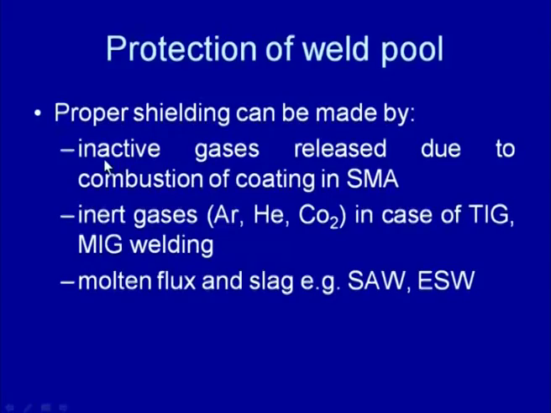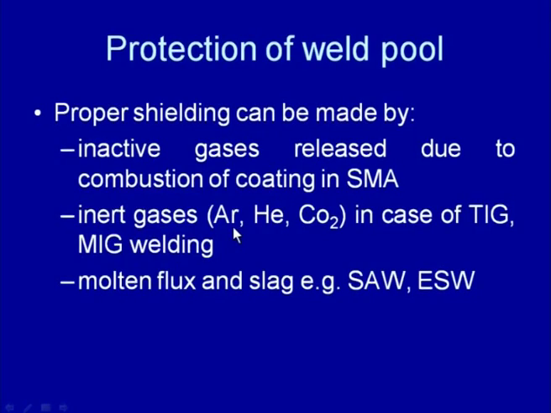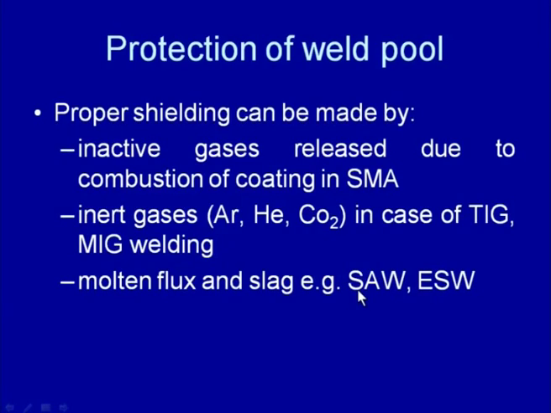For example, inactive gases are used which are produced by the combustion of the coating material in the shielded metal arc welding process, and inert gases are used like argon, helium, and active gas like CO2 in case of the GTAW and GMAW processes, and the molten flux and slag is used in case of electroslag and the submerged arc welding process.